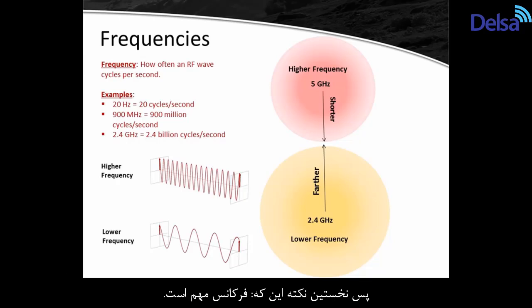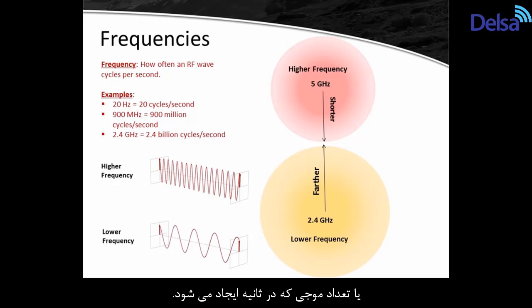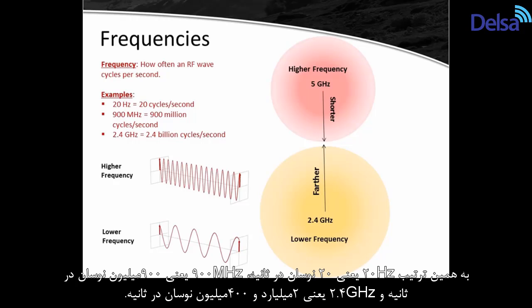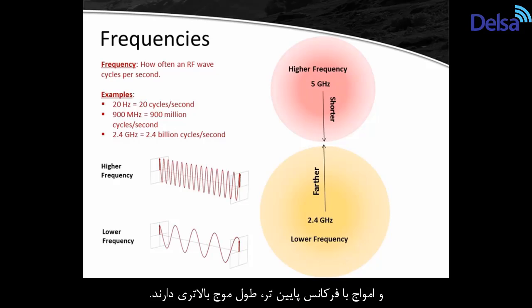So the first thing to realize is that the frequencies matter. And the frequency is really just how often an RF wave cycles per second. So how many waves per second are we creating? 20 hertz would be 20 cycles, 900 megahertz would be 900 million cycles, 2.4 gigahertz is 2.4 billion cycles per second. So higher frequency waves have shorter wavelengths and lower frequency waves have longer wavelengths.